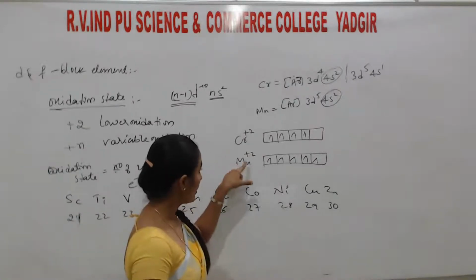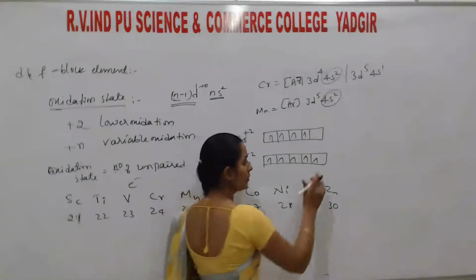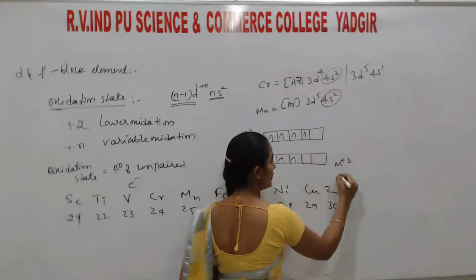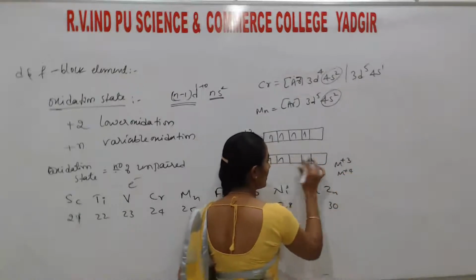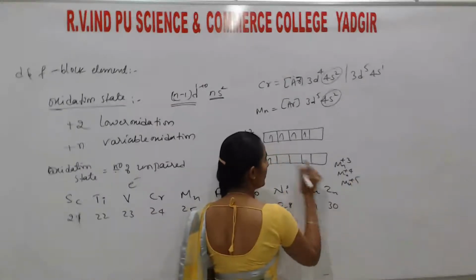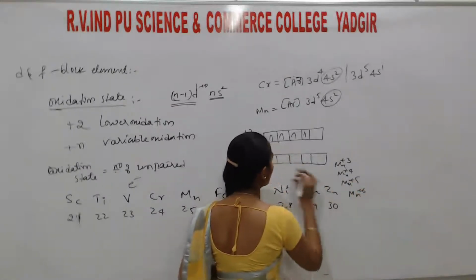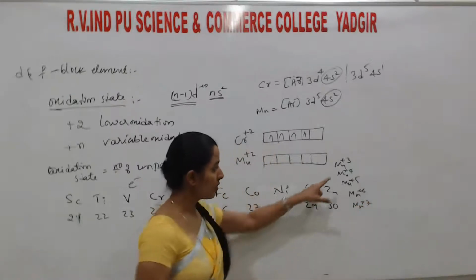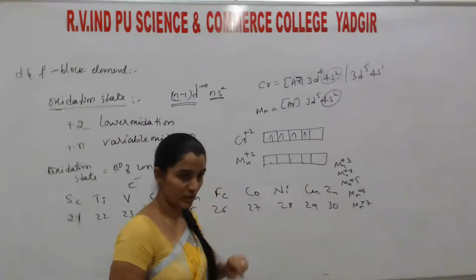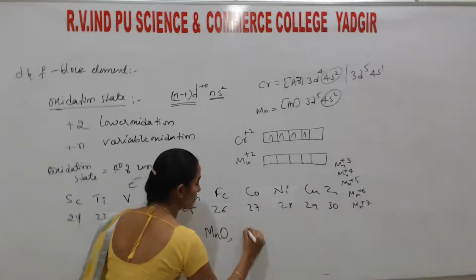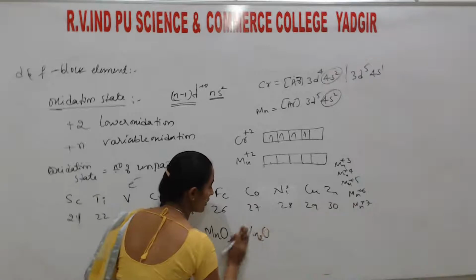Understood? So here it may attain Mn +3 also, then 1 electron is lost for Mn +3, and Mn +4 means another electron, Mn +5 means another electron, Mn +6 means another electron, Mn +7 means another electron. So I will give the example for +2 and +7 oxidation state. You know the stable compounds MnO as well as KMnO4.